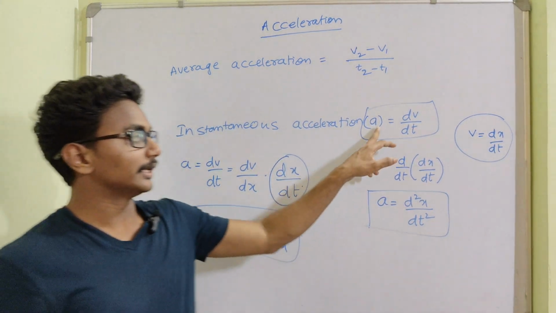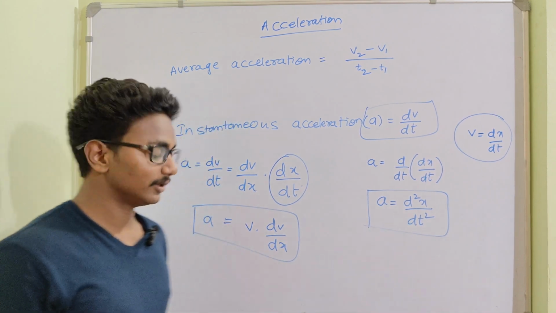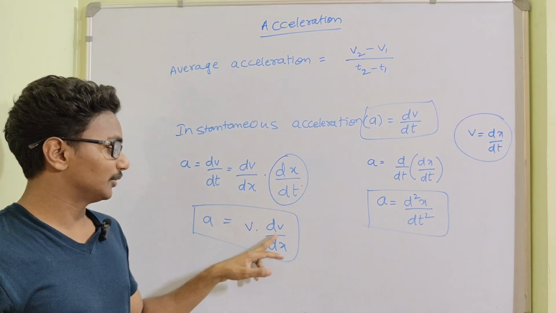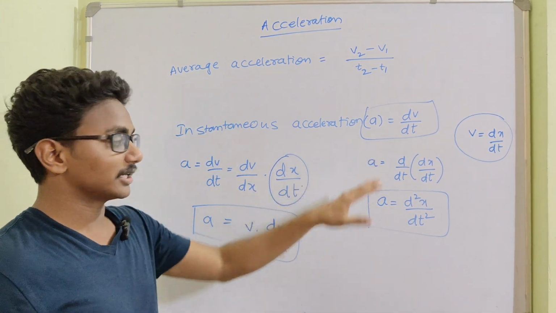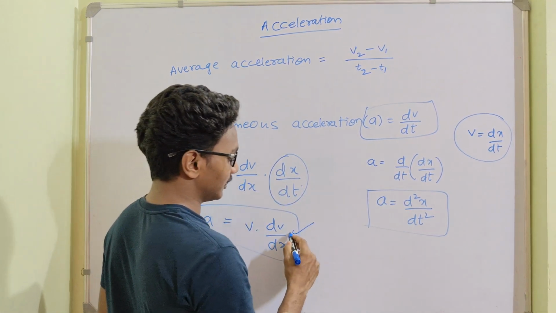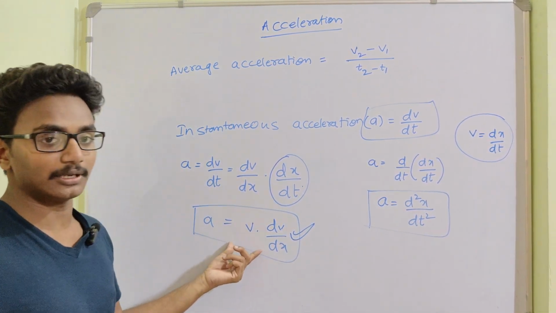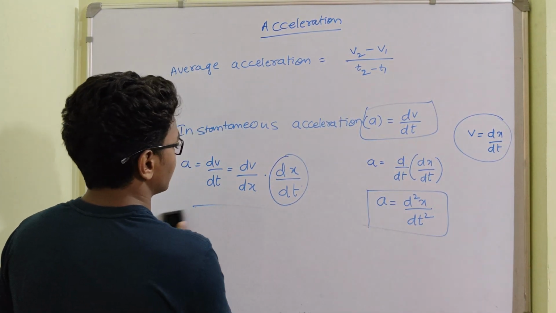Look, a can be written as dv by dt and also d square x by dt square, and v into dv by dx. Depending on the situation, we will use the corresponding equation. Out of these three, this is so important. You will get most of the questions depending on this equation. Now let's see a few examples on this.